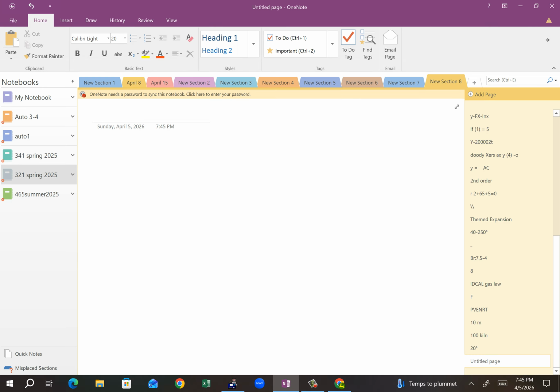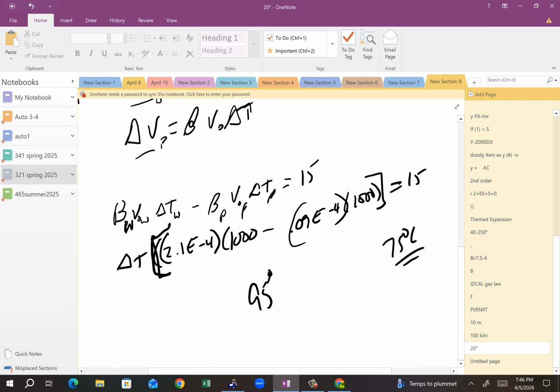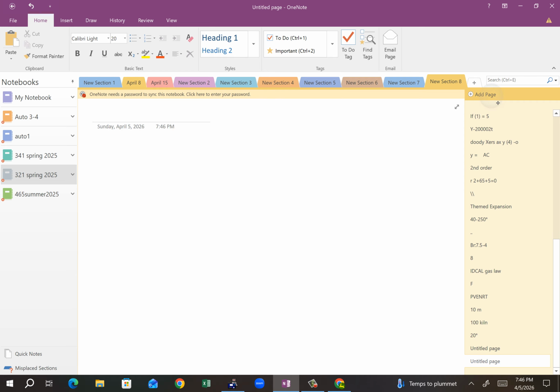Okay, and so did it say what the initial temperature was? I think it did. I think it said it was 20. Let's see if that's true. Yes, it's 20. So it was at 20 degrees C initially. So we need to get it to 95 degrees C for that to happen. So just under boiling. Yay!